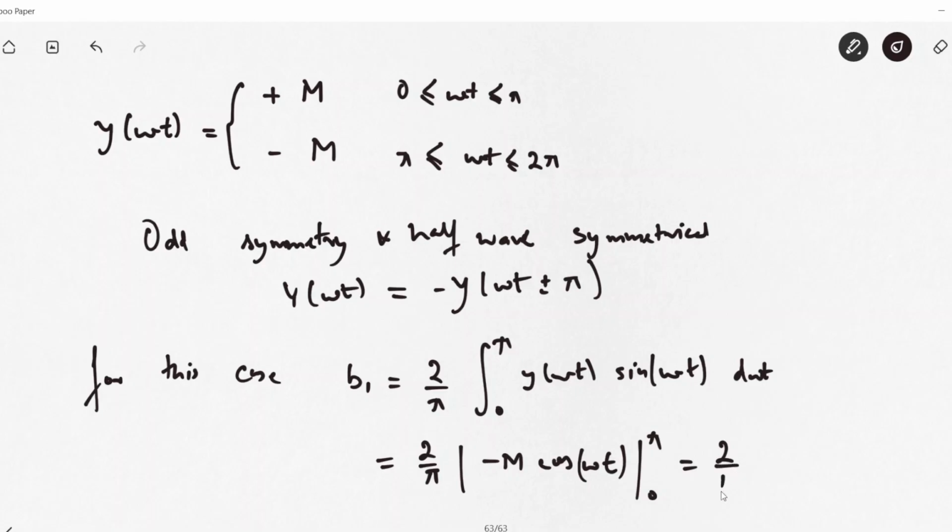Substituting the limits, 2 by pi into minus m, cos of pi is minus 1, cos of 0 is 1, so this becomes minus plus m, this becomes actually equal to 2m. So this is 4m by pi. So for this particular case, b1 is equal to 4m by pi.